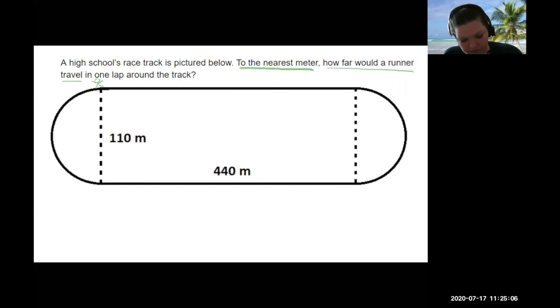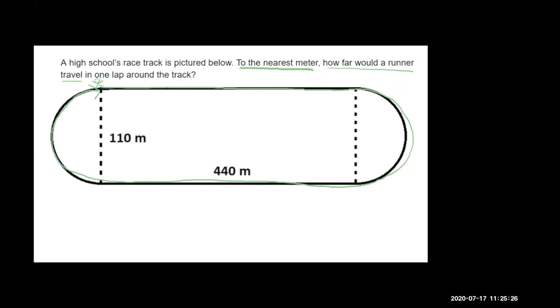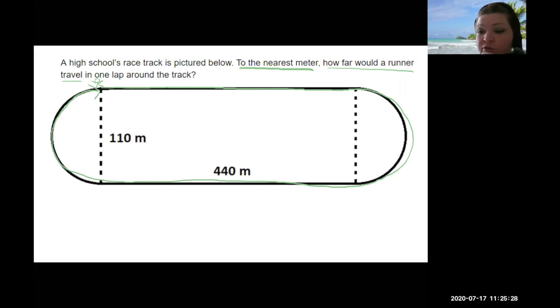I would travel around the track. I would travel that far, except, y'all know, I wouldn't run. But okay, if I was a runner, that's how far I would travel. How far is that? Any thoughts? 440 meters. Well, there's definitely a 440 going on, isn't there? We have a piece of this that's 440 meters, okay?